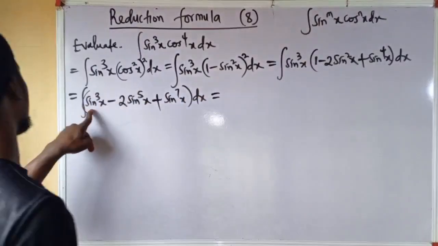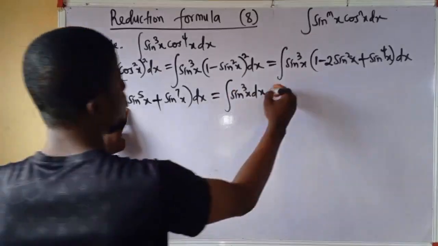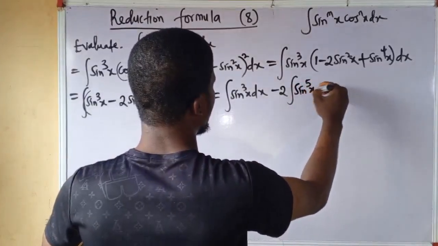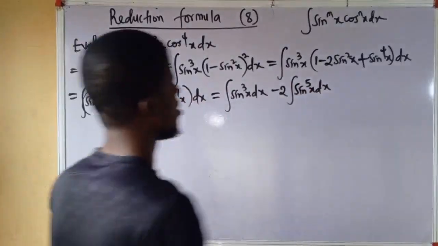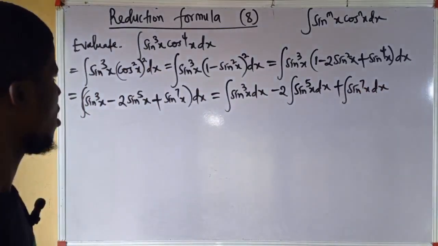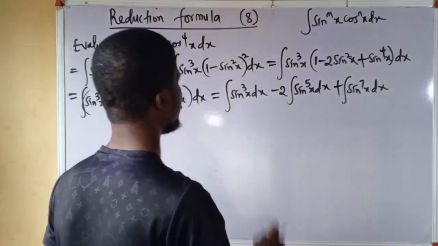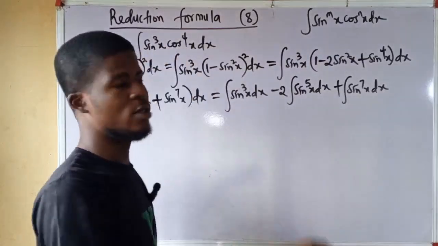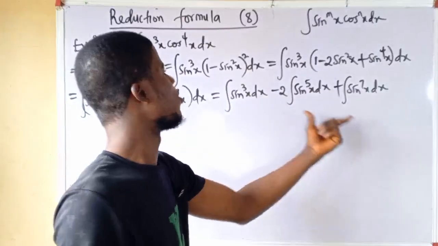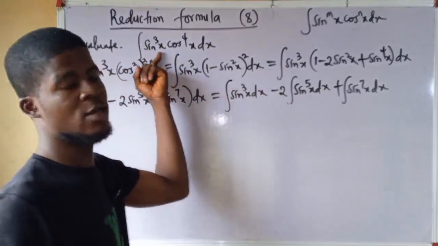So let me split this integral. I'll be having, this is 1, the integral of sine cube x dx, minus 2 into the integral of what? Sine 5x, then plus 7x, that is plus the integral of sine 7x dx. Now, we are good to go. I told you that we are reducing this integral into sine terms only, and that's what we have now. All of them are in terms of sine x. So whatever we get from evaluating this is what is equal to this particular integral.